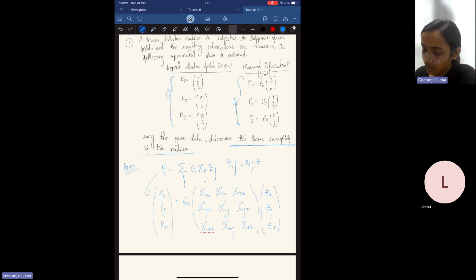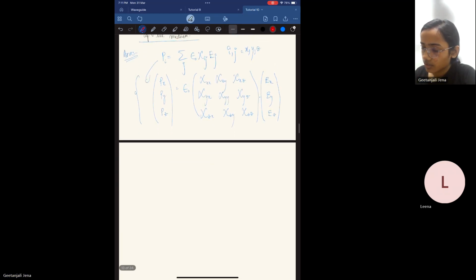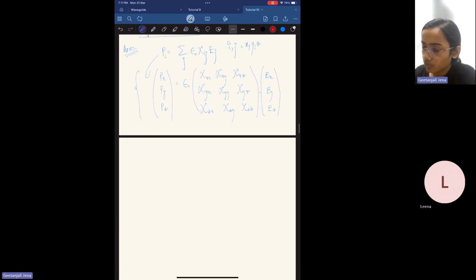So this is the general expression for the polarization in matrix form. So let us see the first case. When we are applying the electric field, we need to find out this matrix. So the question is asking about this matrix. Let us see one by one.